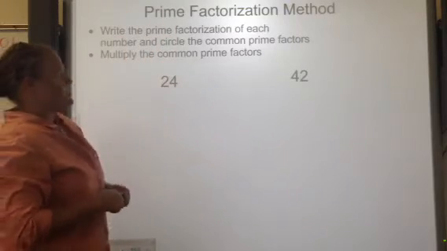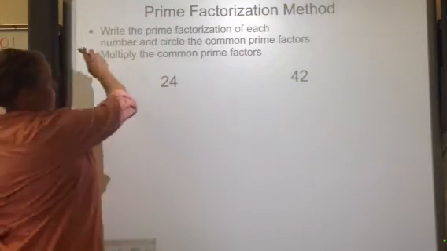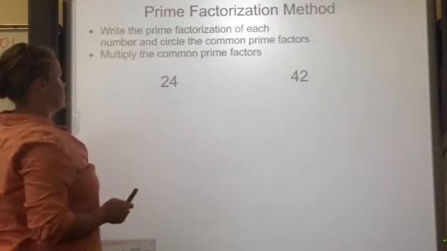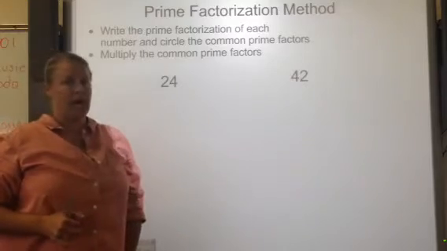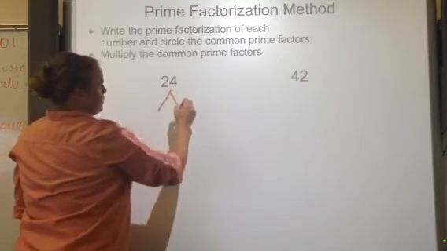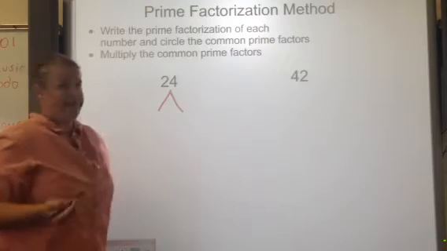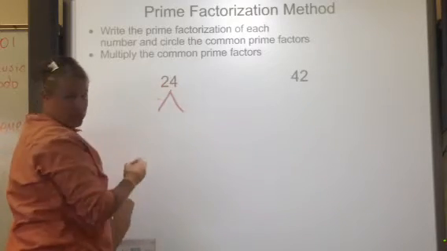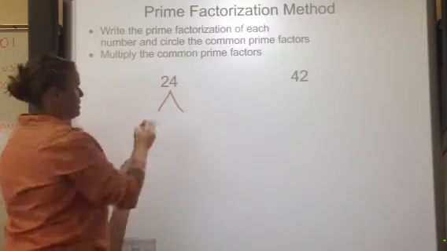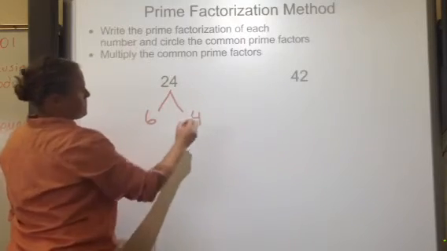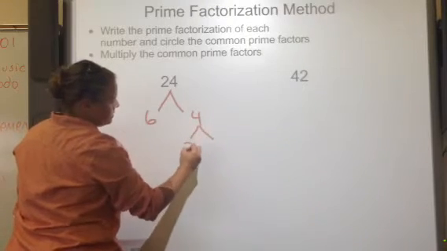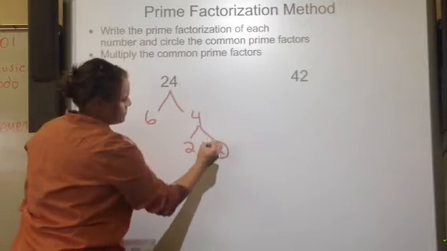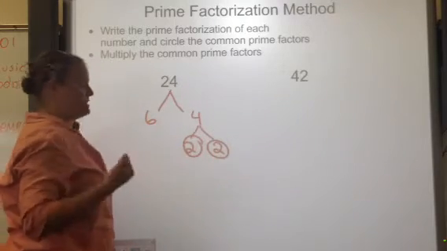Now the prime factorization method, we write the prime factorization of each number and circle the common prime factors. Then we multiply the common prime factors. So with our prime factorization, this is also called the factor tree method. You just find 2 numbers that multiply together to equal 24. It can be any 2 you want. I'm going to do 6 and 4. And you keep factoring it out, so 2 times 2 equals 4, until you get to prime numbers. So prime numbers are those numbers that only have 1 and itself as a factor.